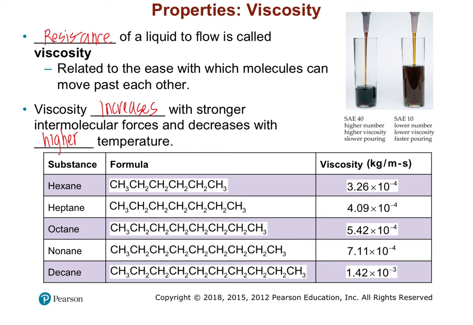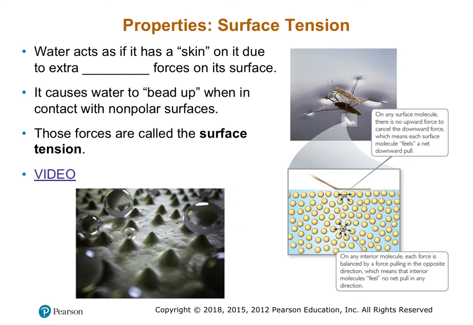So here we see hexane, all these hydrocarbons. What's changing in them is how big they are, right? So their molar mass and the length of their chain, so bigger surface area. So we would increase that as we go down. We're increasing LDFs. And we can see that our viscosity also increases. So we have 3 times 10 to the negative 4 all the way down to 14 times 10 to the negative 4 for decane.